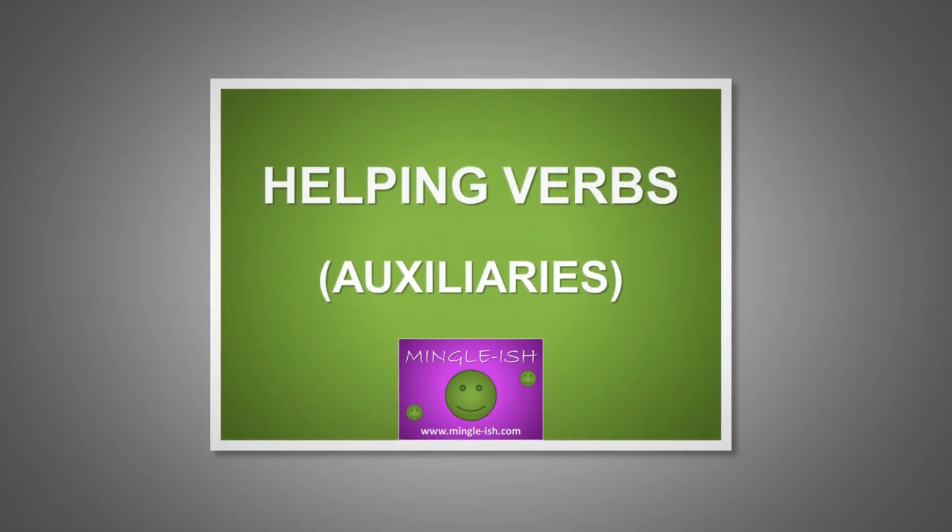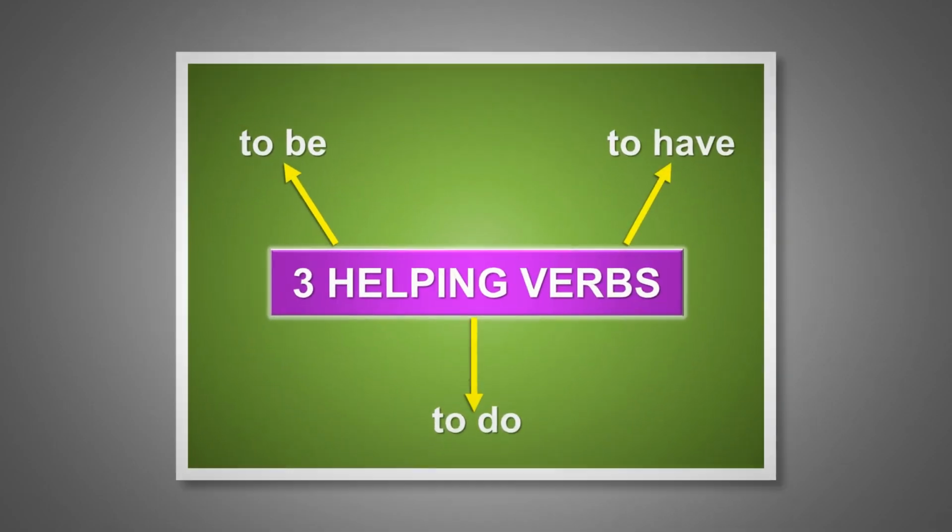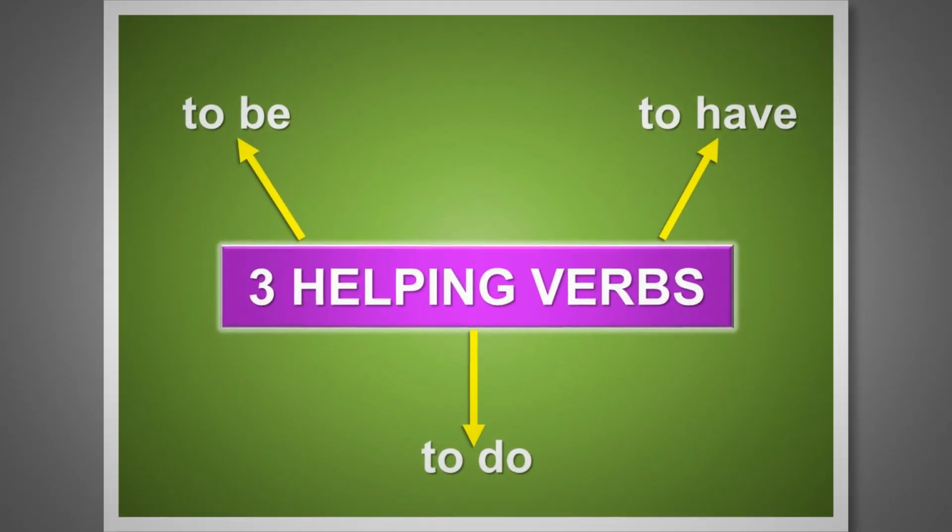Here's a quick grammar lesson on helping verbs. An auxiliary verb is sometimes called a helping verb. They are used in conjunction with the main verb to form various tenses, voices, and moods. There are 3 helping verbs. They are to be, to have, and to do.